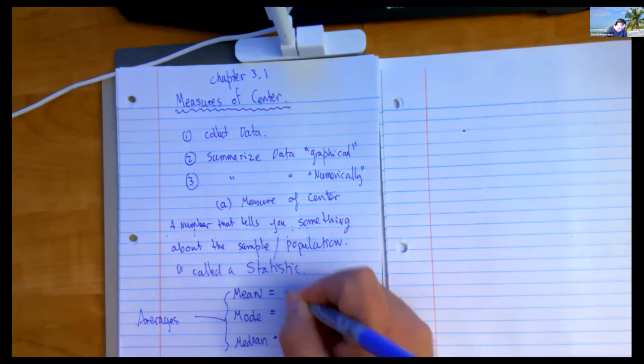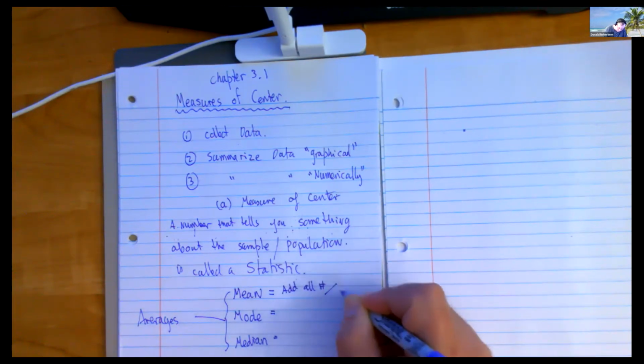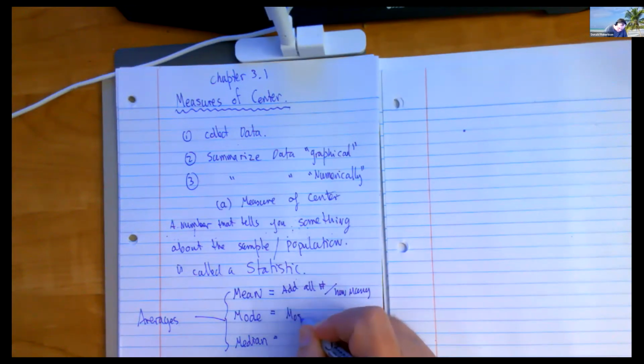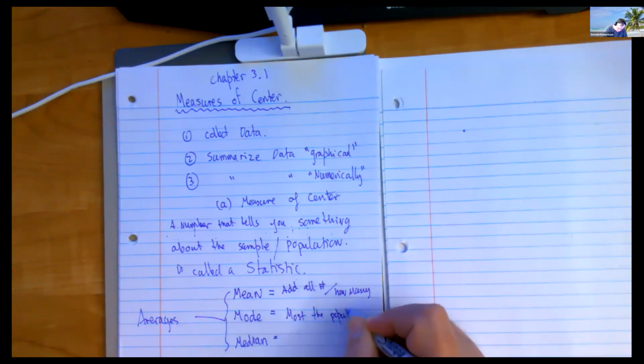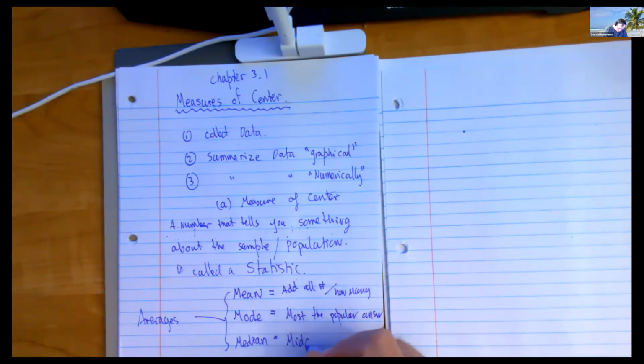The mean is the one that most people know about. You add all the numbers, and then you divide by how many there are. The mode is the most popular answer. And then the median is the middle number.